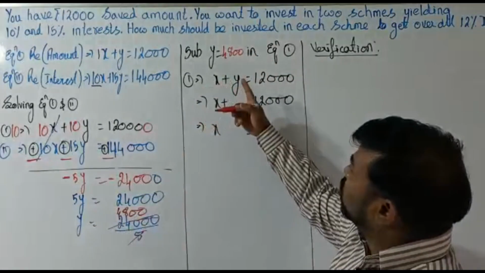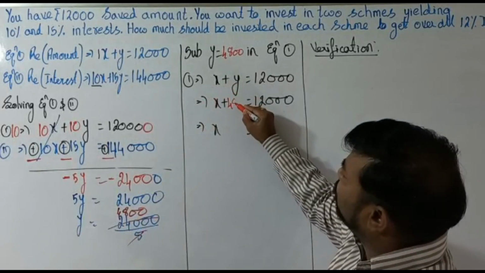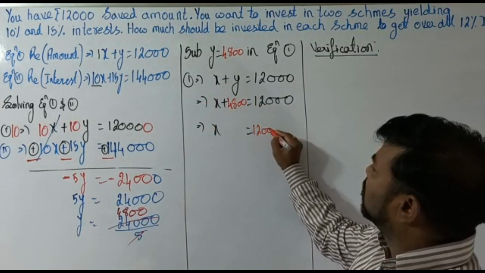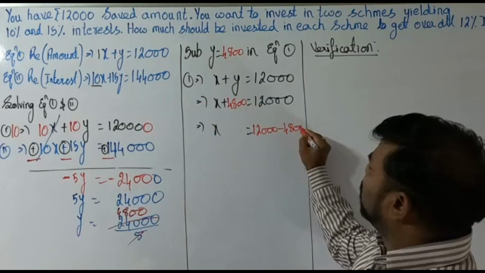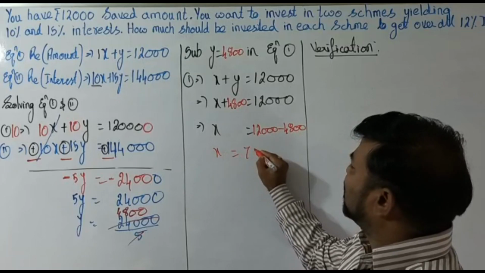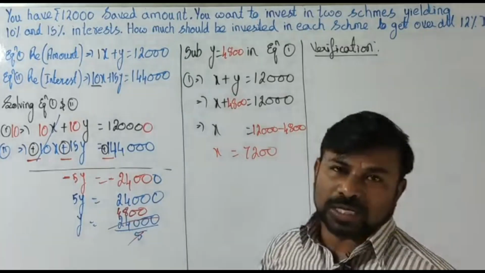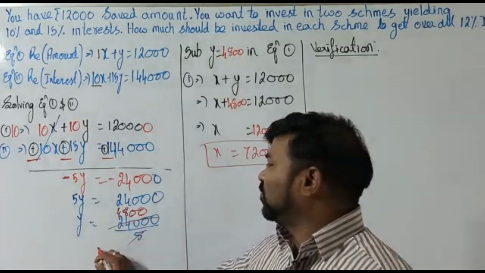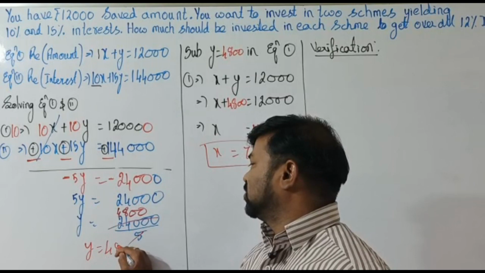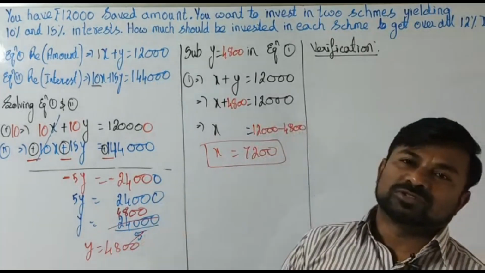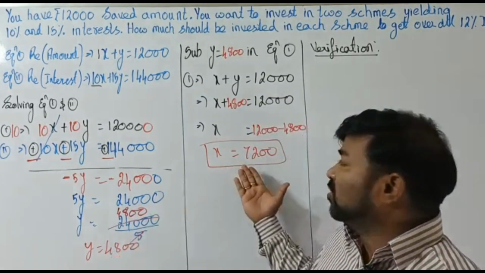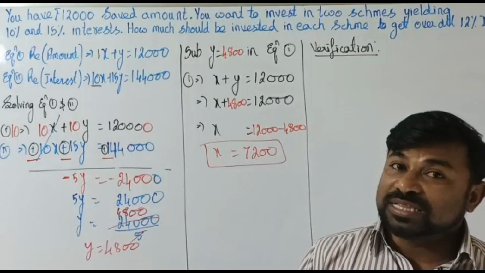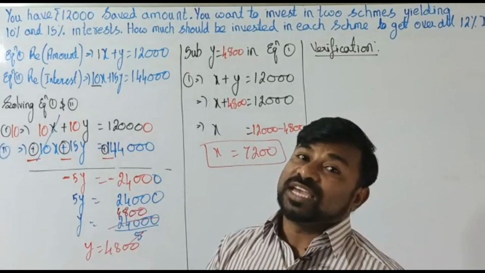Right, so we substitute the value 4800 here. If you send it to the other side, 12,000 minus 4800, we are getting the x value as 7200. So we got y as 4,800 and x as 7,200. This is the investment we made in the first scheme, and this is the investment we made in the second scheme. But verification matters.